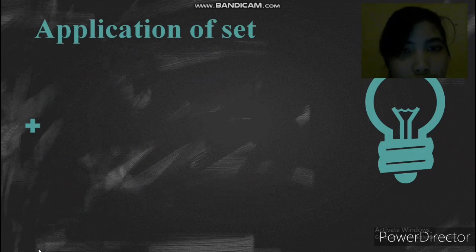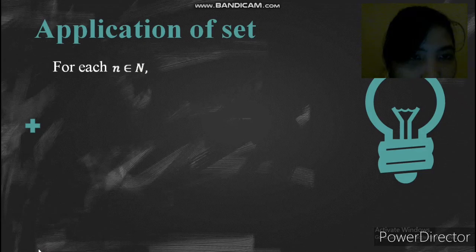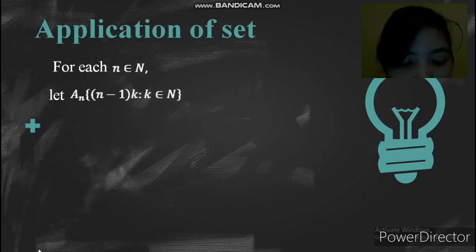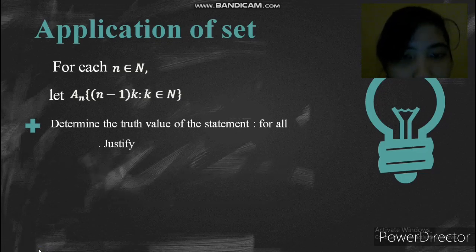And then applications of sets. For n an element of N, let An = {(n - 1)k : k ∈ N}. Determine the truth value of the statement: for all n an element of N, An is a subset of N. Justify.